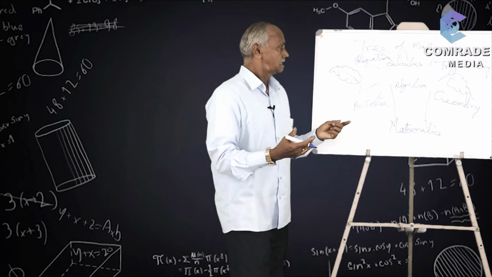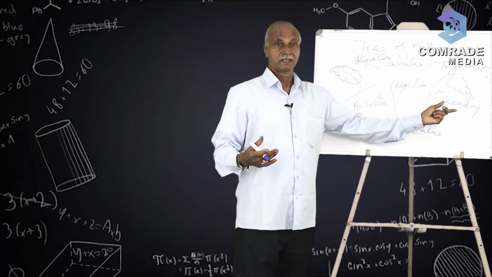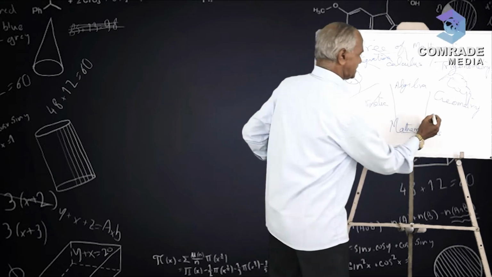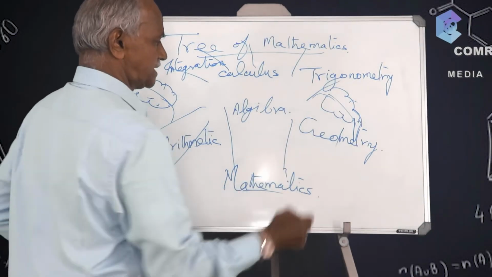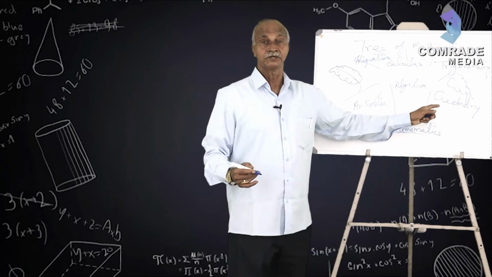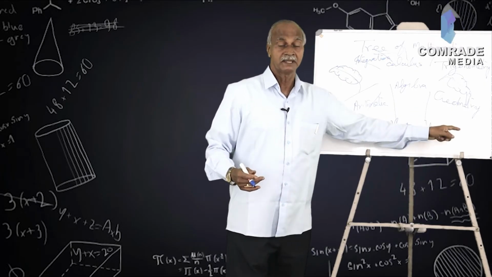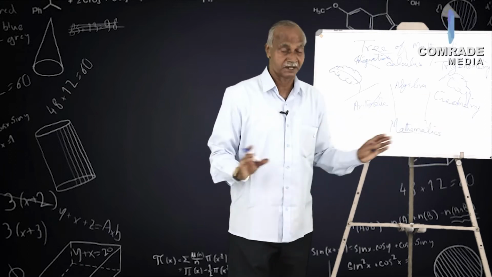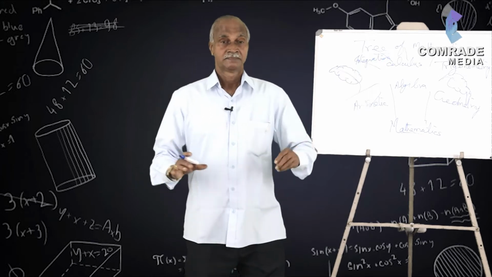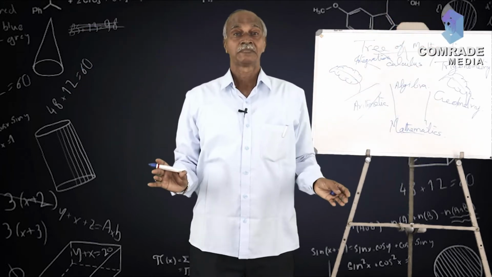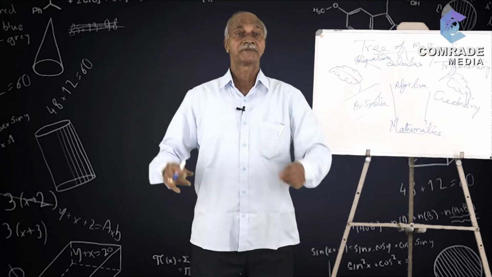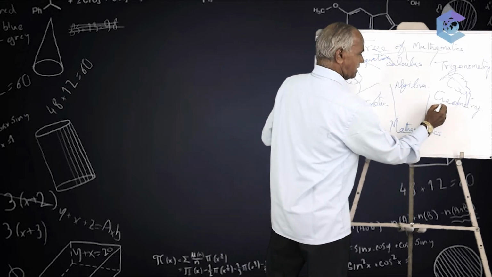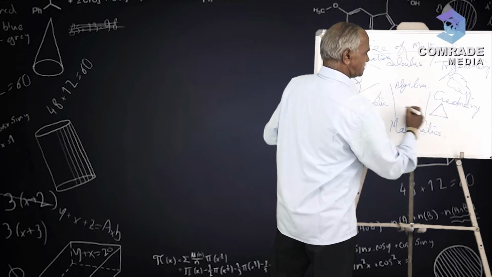Now what is geometry? Geo means earth. Metry means measurement. Therefore, geometry means measurement of the earth. Earlier, remember, this world was a chaos. No shape. Then afterwards, the people came and they plotted it.